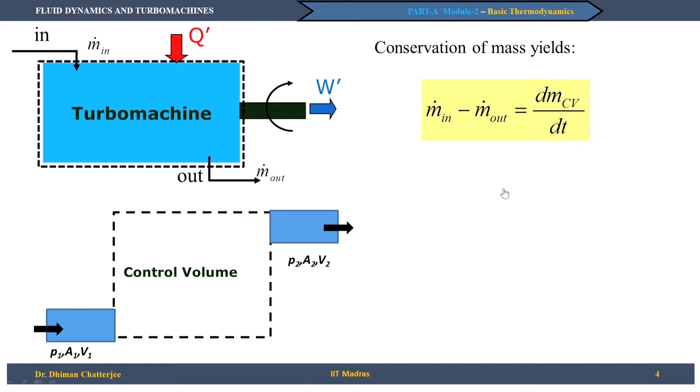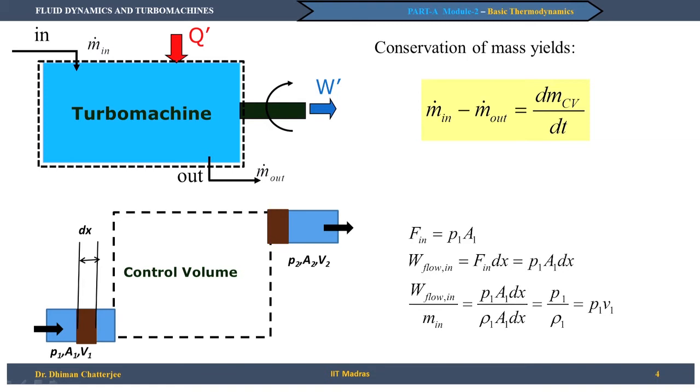So, we can say that if we have a fluid element which gets displaced by a distance delta x, then the force required to push against the pressure P1 is given as P1 A1. I am talking only about the inlet. The corresponding analysis can be done for the outlet. So, the work done to push the fluid element by a distance delta x, or dx as I have used, is nothing but F dx, which is P1 A1 dx.